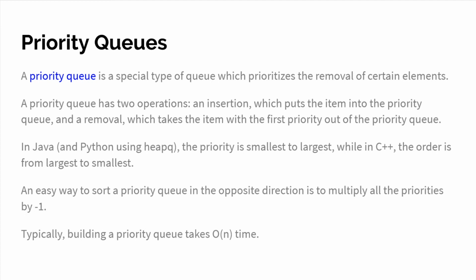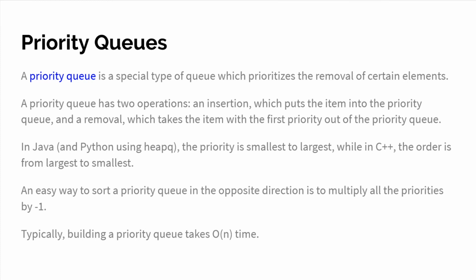So an easy way to sort a priority queue in the opposite direction is to just multiply all the priorities by -1. Because when all numbers are negative, the largest number becomes the smallest, and the smallest becomes the largest, and we're essentially sorting in the opposite order. Just keep this in mind when removing elements, as you have to multiply it by -1 again if you want the correct priority.